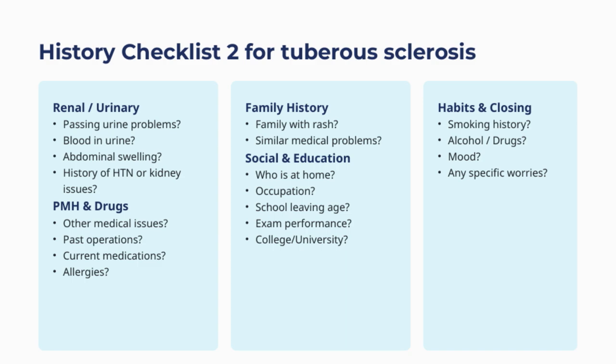Switching to renal and urinary history, we should ask if they have any trouble passing urine, or if they notice blood in their urine. Any abdominal swelling. Also, do they have a history of hypertension or kidney issues? These are key questions since kidney problems often relate to systemic conditions like tuberous sclerosis.